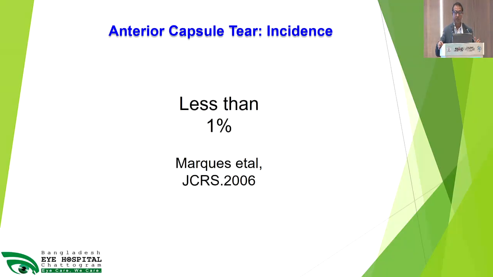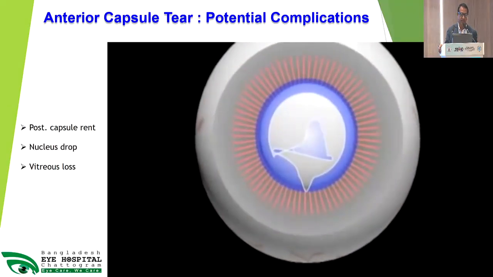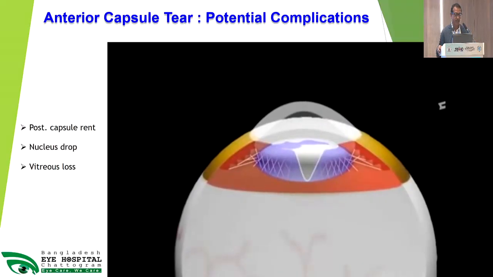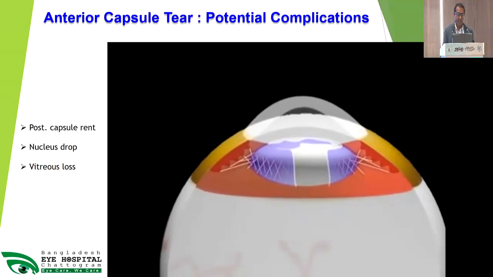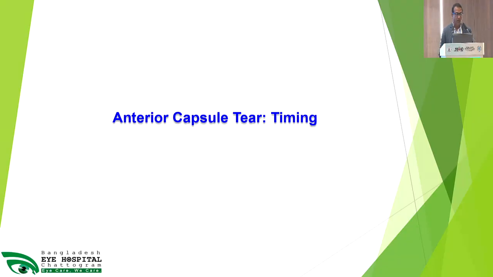Though anterior capsular tear is a relatively uncommon complication, occurring in less than 1% of phacoemulsification procedures, as mentioned in the literature, it has some potential complications like posterior capsular rent, nucleus drop, and vitreous loss when the rhexis is extended behind the equator.